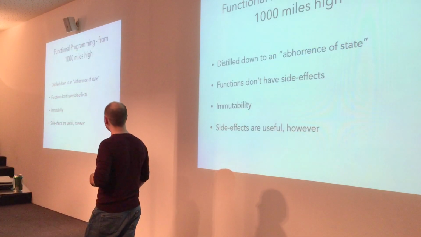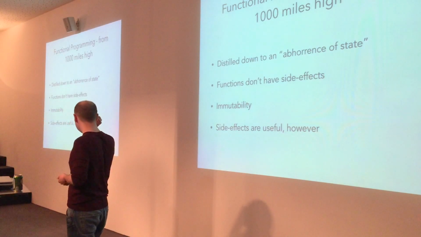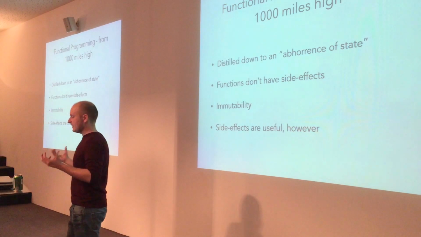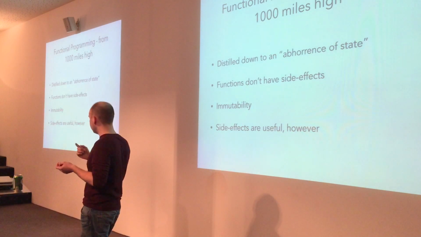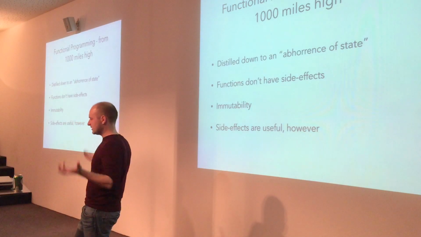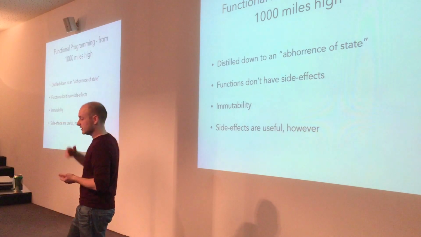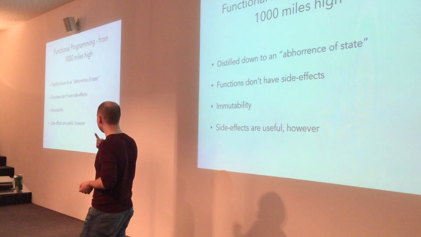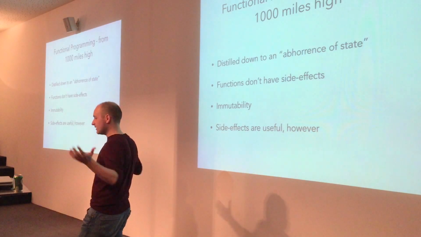So from 1,000 miles high, functional programming you can distill down to an abhorrence of state. Basically, we write functions that take everything they need as input, and given the same input every time, they will return the exact same output every time. And the key point is that they don't query the surrounding system for extra state. So you're really just thinking inside that function. Similarly, you don't have any side effects from running that function. So if you call that function once or 10 times, it doesn't make a difference to the surrounding system as a whole.